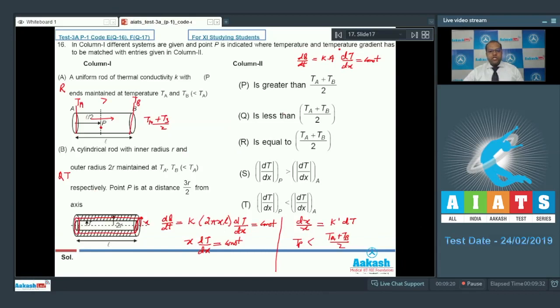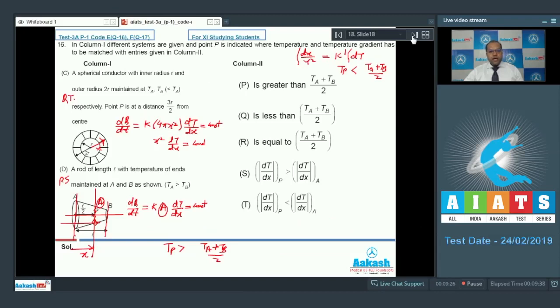So in question number 16, the correct matching for entry A is R. For entry B, it is QT. For entry C, again QT. And for entry D, it is PS. Let's move to question number 17.